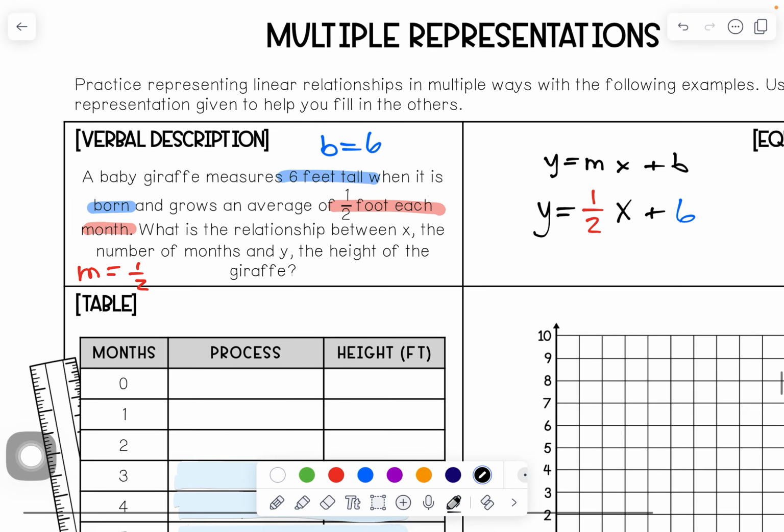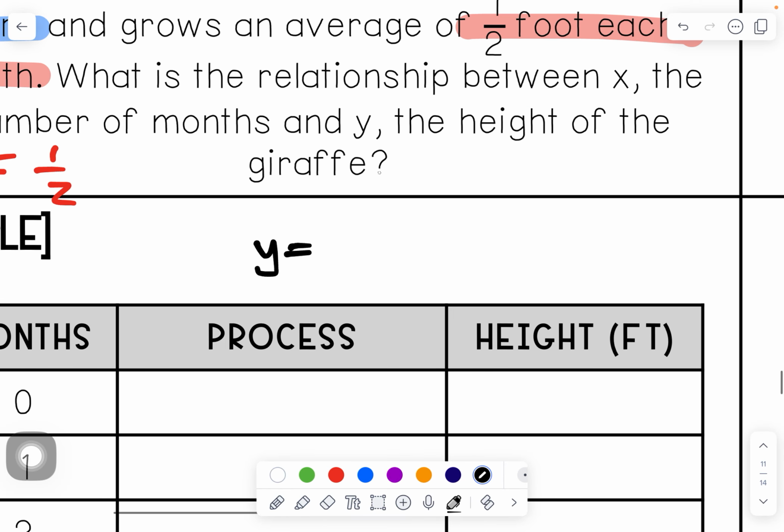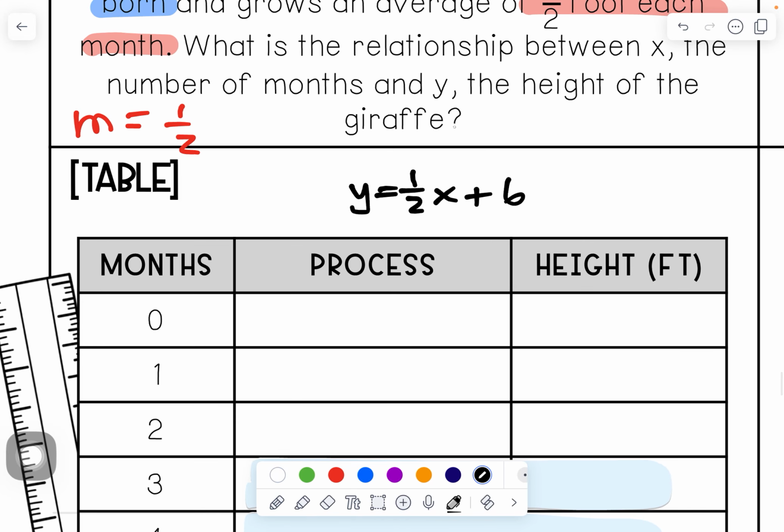So I'm going to go ahead and just copy that equation down here. So y equals 1/2 x plus 6. Months is x. The problem tells us that. The height is going to be our y value. The process is how we calculate that. So in month 0, I'm going to take 1/2, and I'm going to plug a 0 in for the x number. Then I'm going to calculate that with my calculator. So 1/2 times 0 is 0, plus 6 is 6. That's my y value.